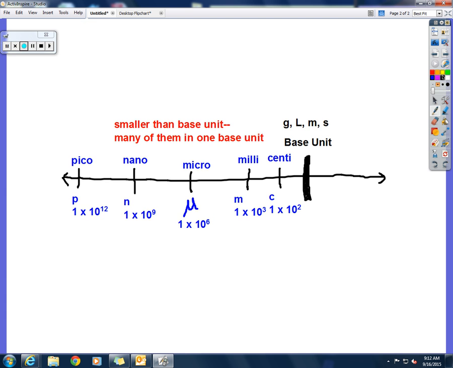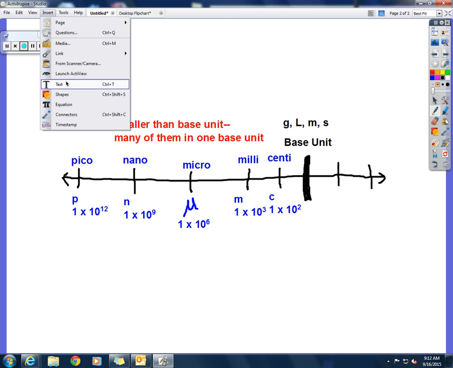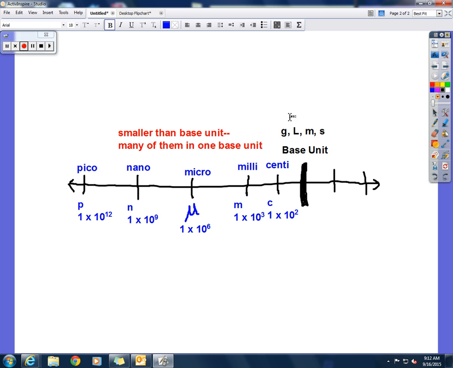Alright, now on the other side, you're going to draw just 2 lines. We're only going to go above by 2. The first one, if you remember, is kilo. Kilo is K, lowercase k, and it's 1 times 10 to the negative third. And after kilo comes mega, which is capital M, so as not to be confused with milli or meter. Capital M, and it's 1 times 10 to the negative 6th.